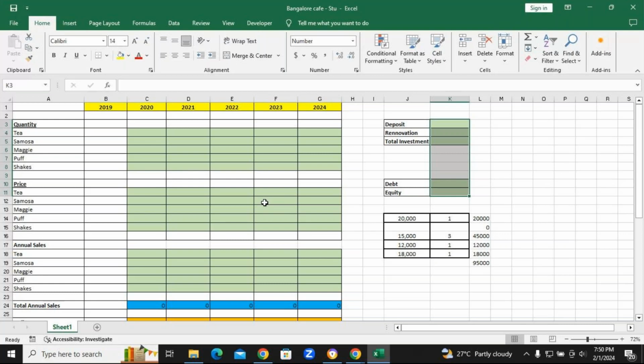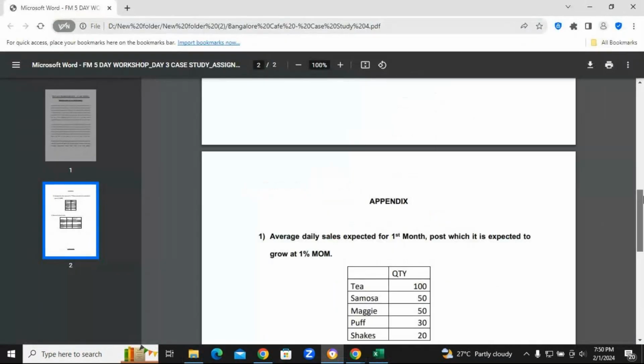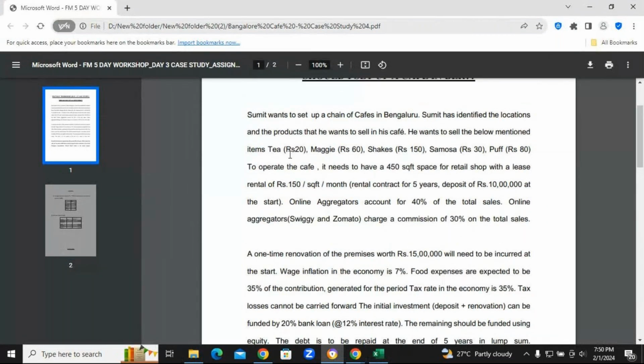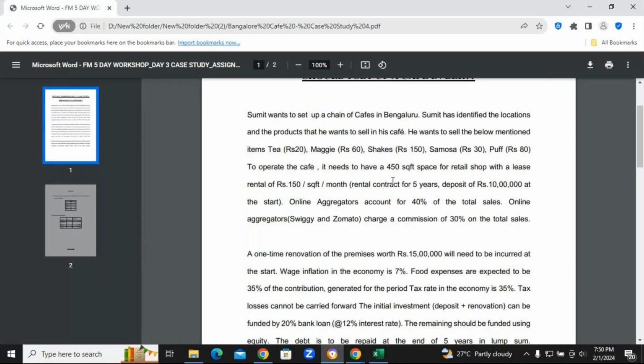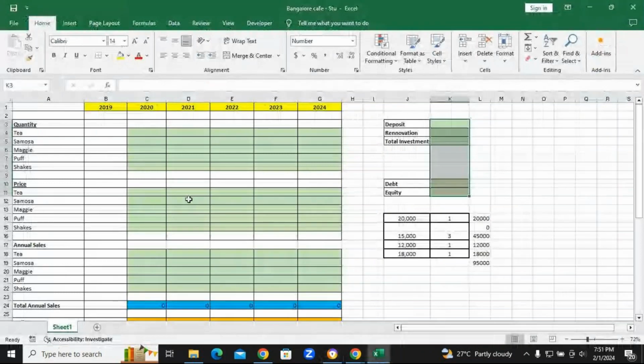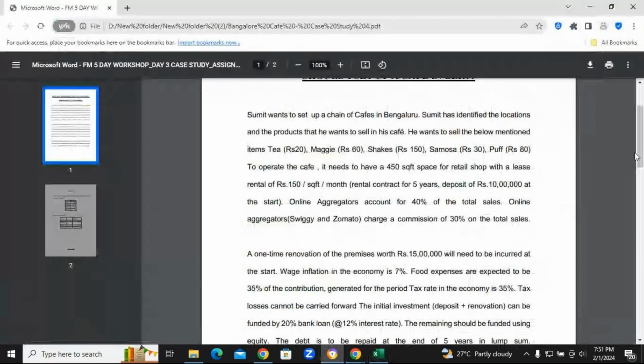Okay, so here first, price. What pricings have they set? I need to put the pricings here. The rates they have given: tea 20 rupees, Maggi 60, shakes 150, samosas 30 rupees, puff 80 rupees. I need to put the values here. Here they are saying there is no increment or inflation in the price or anything. So here, per day, how much they are expecting the items to be sold.